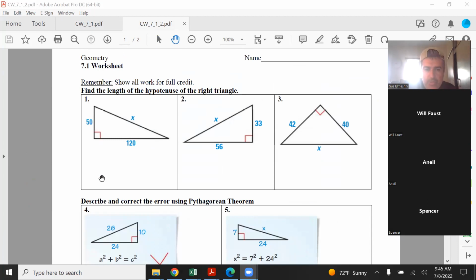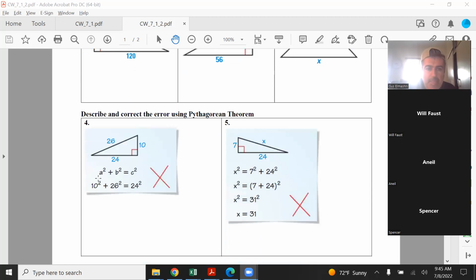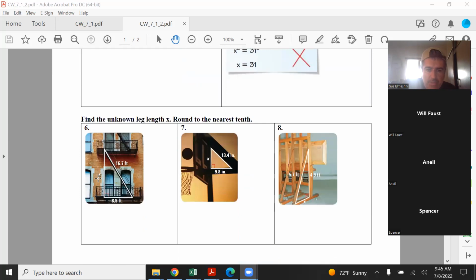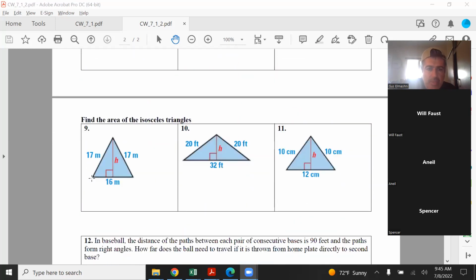But you can see like 1, 2, 3, just solve for x using Pythagorean Theorem. It seems like x is the hypotenuse every time. 4 and 5 describe the error that was made, so you gotta explain that. 6, 7, 8 are just diagrams, and you have to solve for x. Looks like x is the legs in each case. 9, 10, 11, you have to find the area, but you have to solve for the height by using Pythagorean Theorem, meaning that these bases get chopped in half. And remember, area is 1/2 times base times height. Not that hard. We know this.